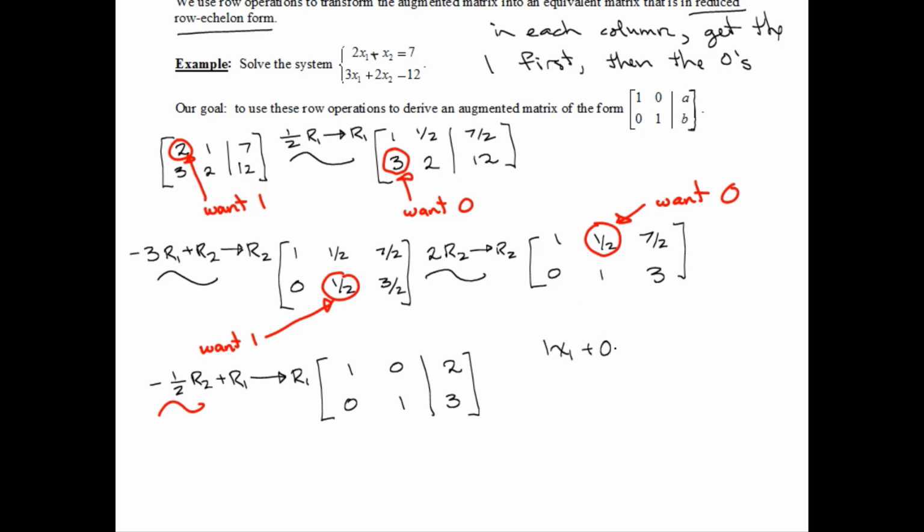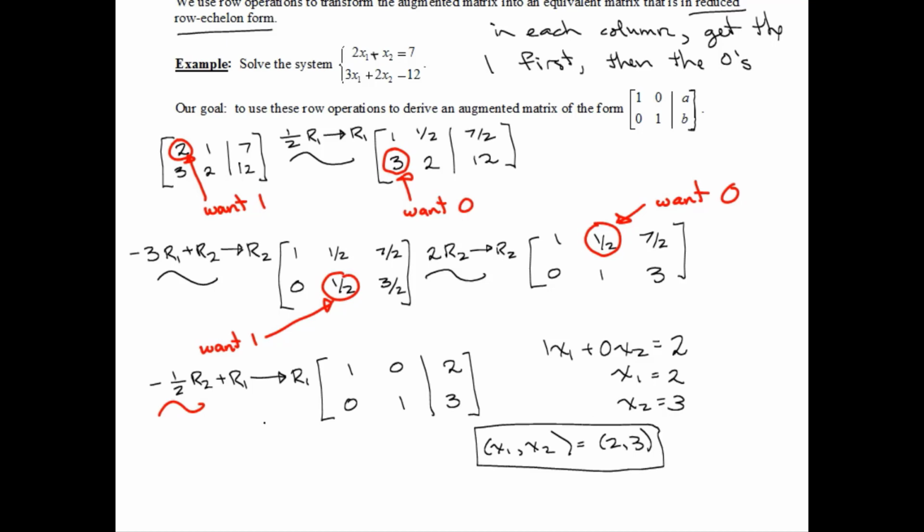(1x1 plus 0x2 equals 2). That's my first row, and so that tells me that x1 is 2. And similarly, x2 is 3. So our ordered pair solution is x1, x2 is equal to 2, 3. And don't forget to check your answer. All you have to do is plug those numbers back into the original equation, and you'll see that it works.